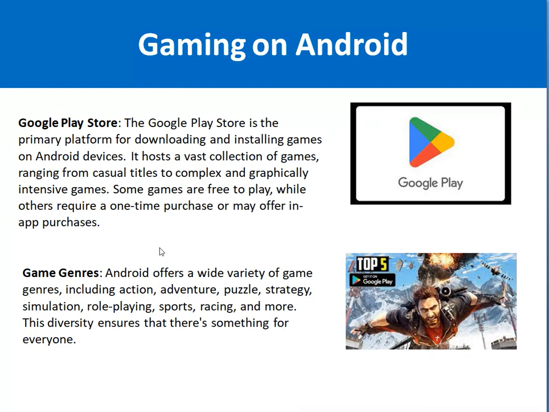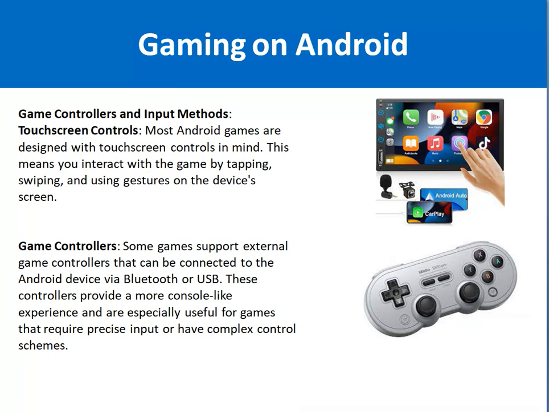Game types. Friend, Android offers a wide variety of game types including action games, adventure, puzzle, strategy, simulation, role playing, sports, racing, and many more. So if you have interest in any type, for example you are interested in simulation or action games, there is basically something for everyone. That means whatever interest you have, you can find the relevant game on Google Play Store. Then game controllers and input methods.